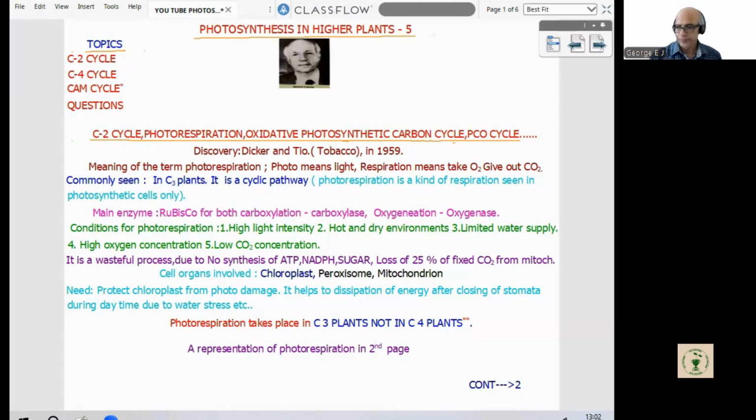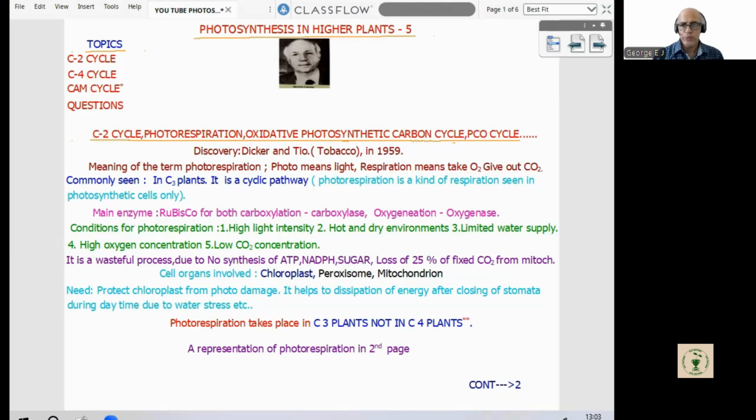So we can proceed. Starting with the first cycle in this episode, that is the C2 cycle, otherwise called photorespiration. Another synonym is the oxidative photosynthetic carbon cycle. Another one is the PCO cycle. So many names are there for the C2 cycle. Its discovery and initial work is connected with the famous two scientists, Decker and Tio, who worked in tobacco around 1959.